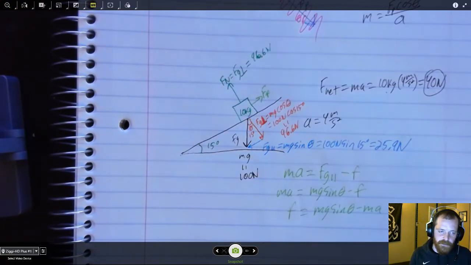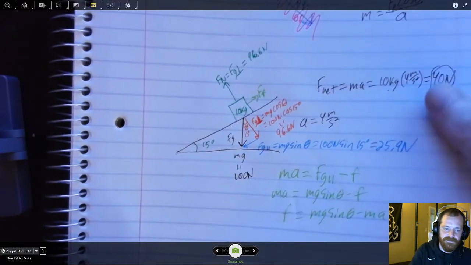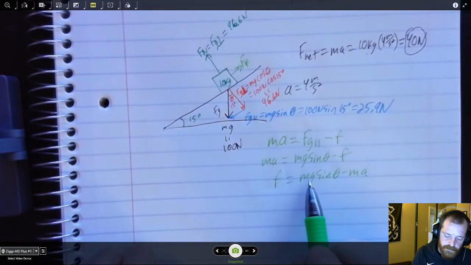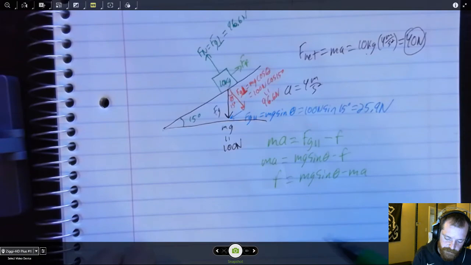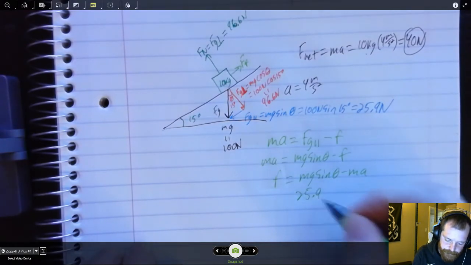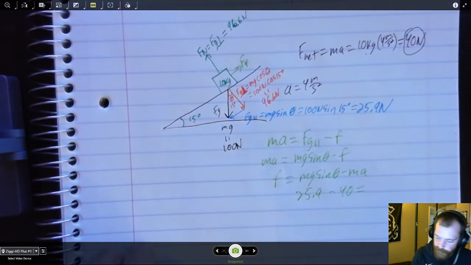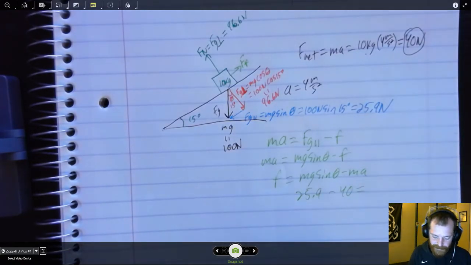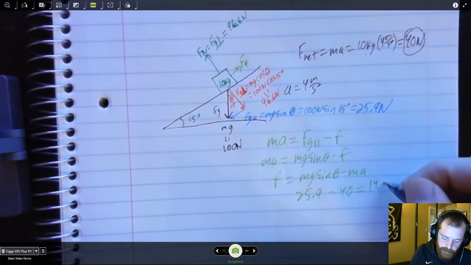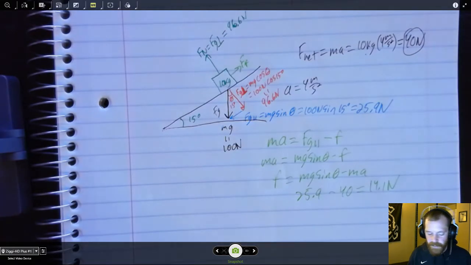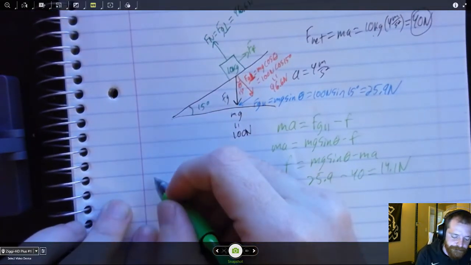Technically, you could also find friction by doing the coefficient of friction times the normal force, and then just dividing the force of friction by the normal force. Actually, we still could do that. Let's do that real quick. So mg sine theta, 25.9 minus 40 gives us a frictional force that is too big, but that's okay, of about 14.1 newtons.